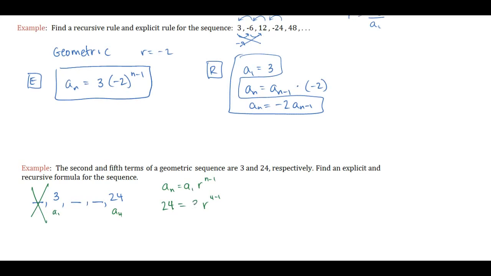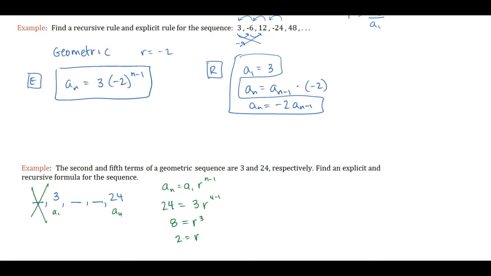A1 I will call 3. And now I can solve this, right? So dividing by 3, I get 8 is r to the third. Cube rooting both sides, I get r is 2. And now I can tell you what they're doing.